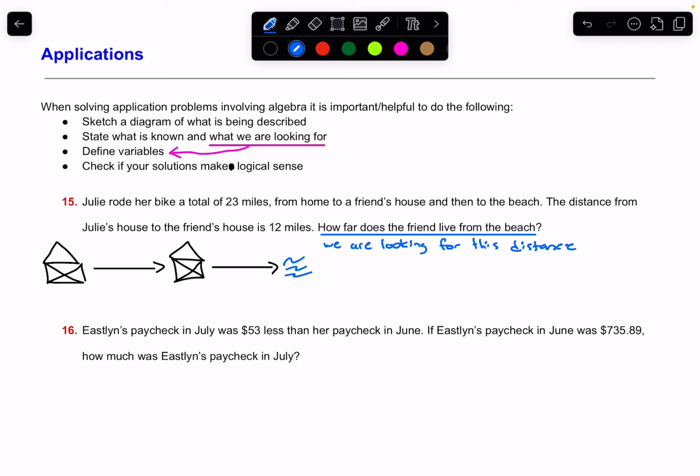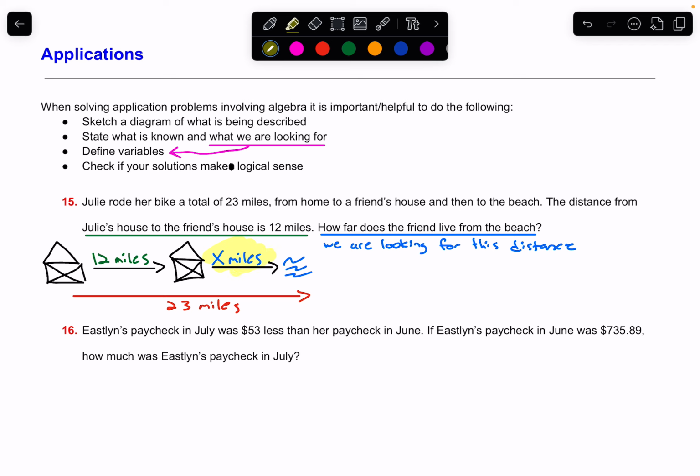All right, and what we know is that the total distance from her house to the beach, Julie's house to the beach, is 23 miles. But what we don't know is how far it is from the friend's house to the beach. But hey, look at that. It tells us the distance from Julie's house to the friend's house is 12 miles. So we can plug that into our picture right here. Okay, 12 miles from house to house. And then we don't know the missing distance, so we're going to go ahead and call that one x miles. Okay, so what we are solving for is this x miles right here in the middle.